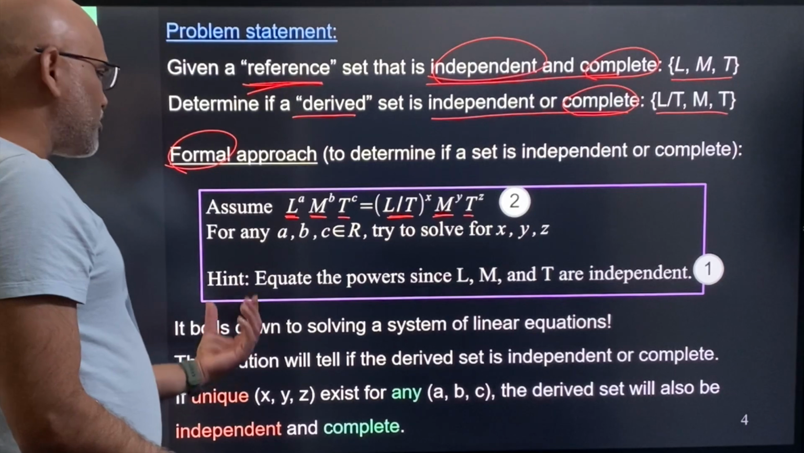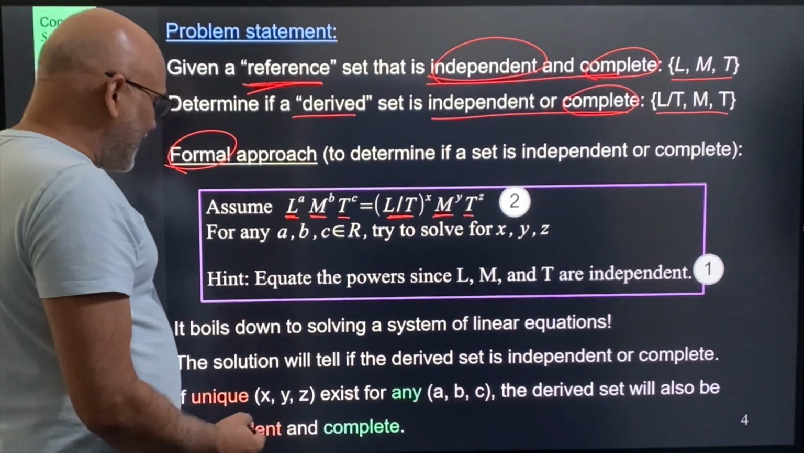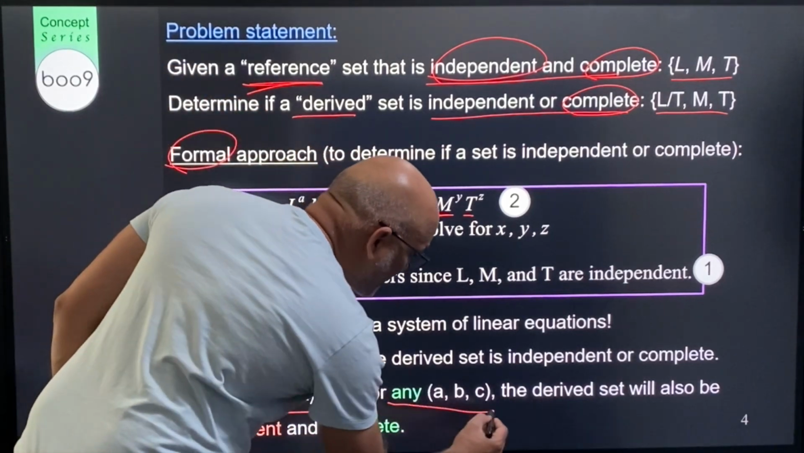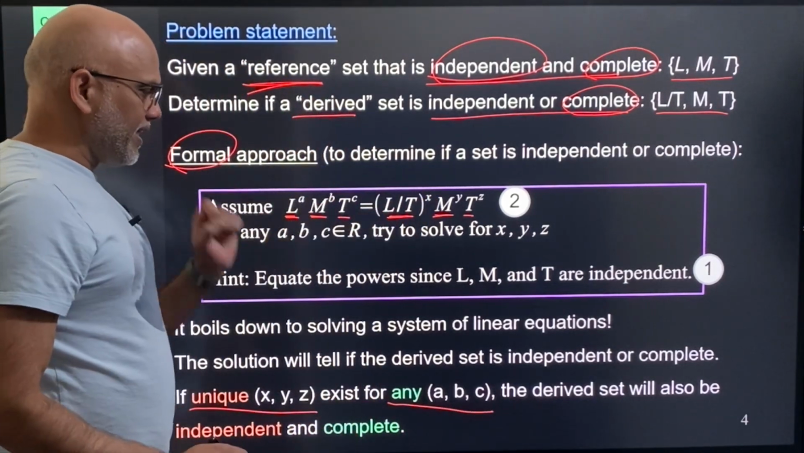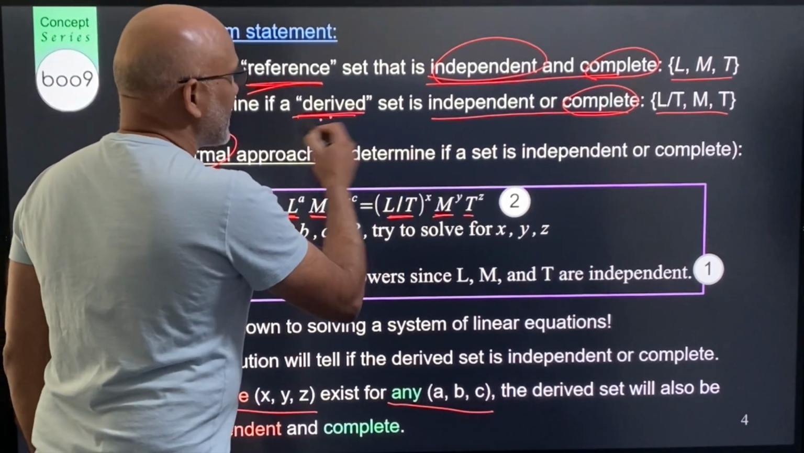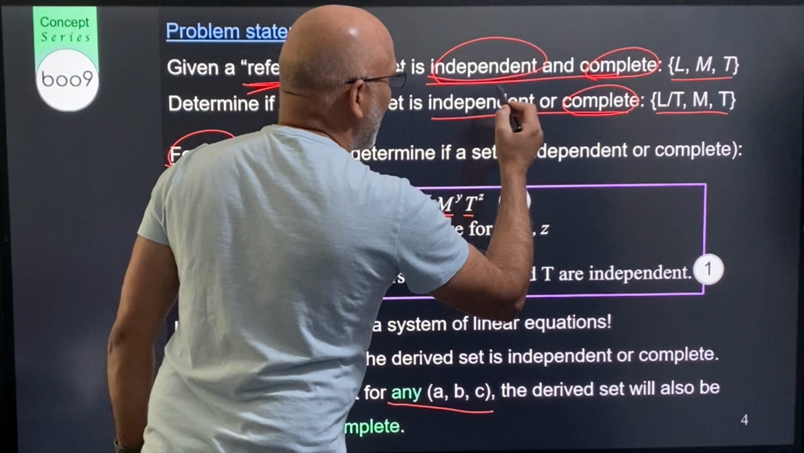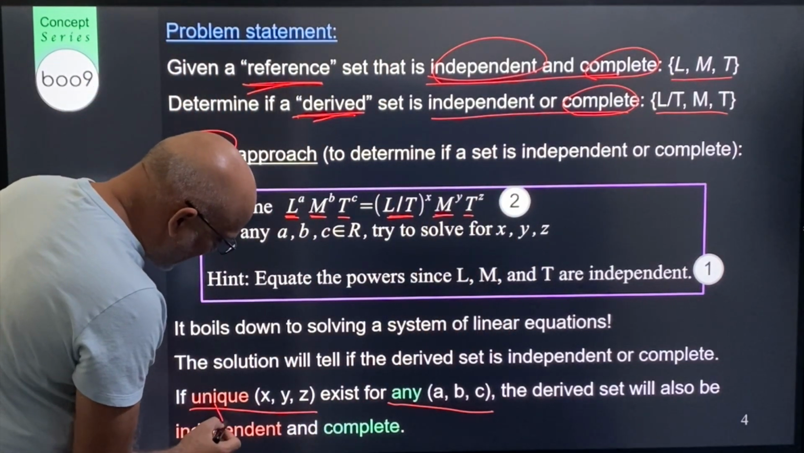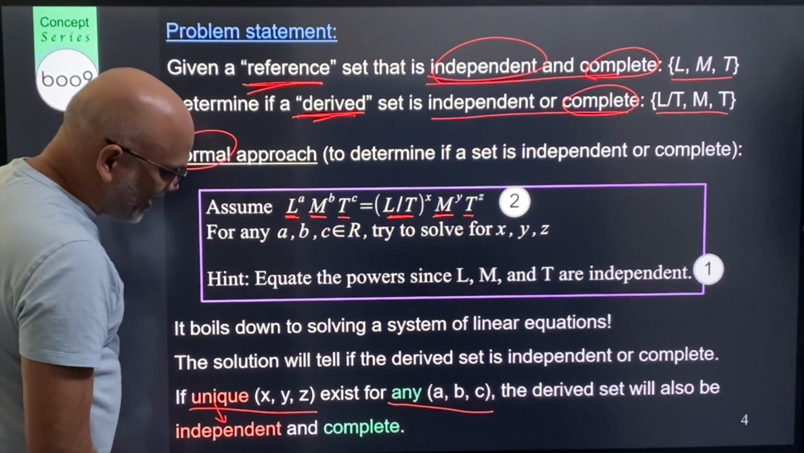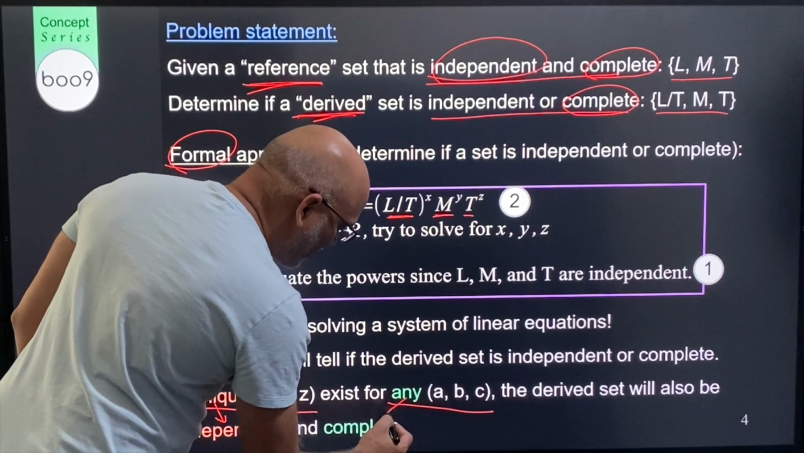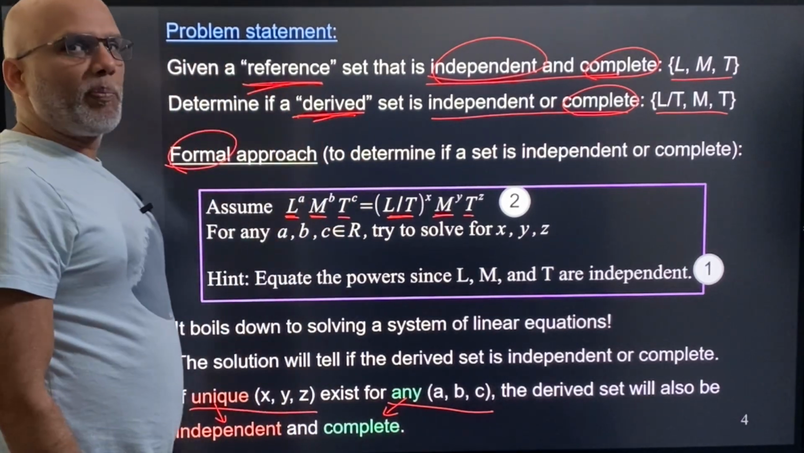Now, once I solve that, if I get a unique x, y, z, that means the derived set is going to be complete and independent. Now, we will see that if we get a unique solution, that means it is going to be independent. And if we get a unique solution for any a, b, c, that will imply that it is also a complete set.